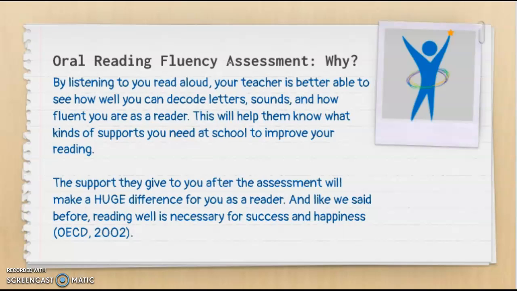The support that teachers can give students once they know why or why not students struggle to read is going to make a big difference for them, and reiterate this concept that reading is necessary for success and happiness. Okay, if you have any questions, let me know.